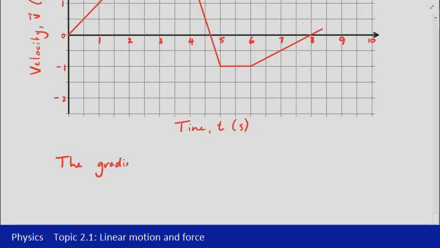So in both cases we're looking at the change in a quantity over time. So change in displacement over time gives us velocity. The change in velocity over time, on a velocity versus time graph, gives us acceleration.